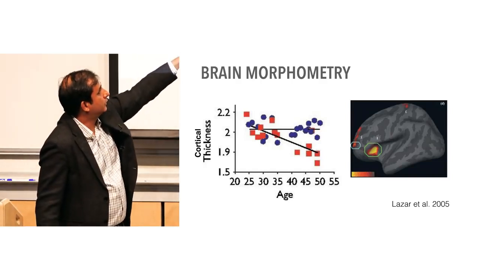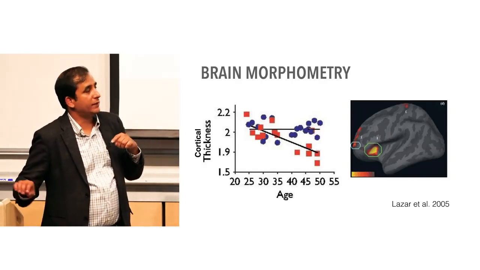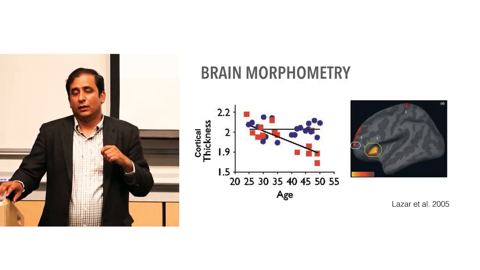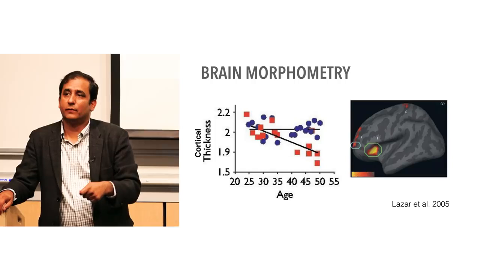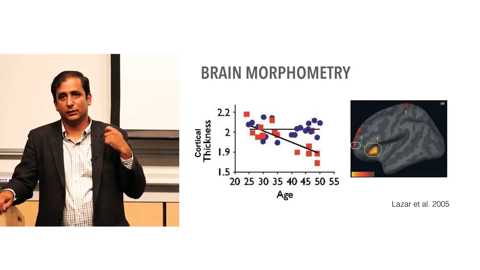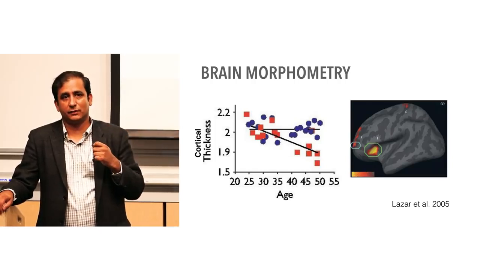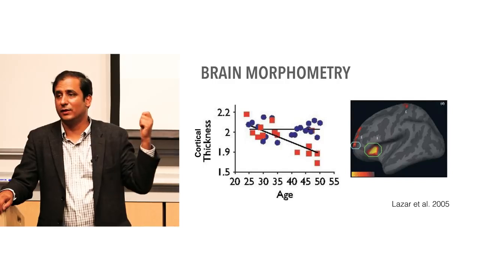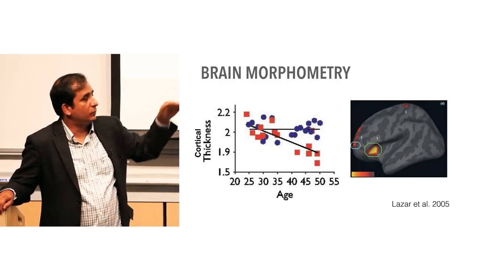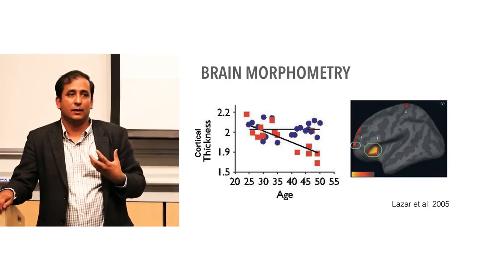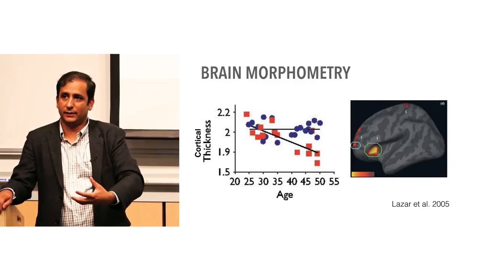So the red squares are people who never meditated in their life, and the blue circles are the people who have been meditating at least 40 minutes a day for the last 3 years or more. And they found this very interesting result, and it has been replicated since the 2005 study, that in these areas which are engaged in cognitive control, the thinning was slowed down at the very least, if not stopped.